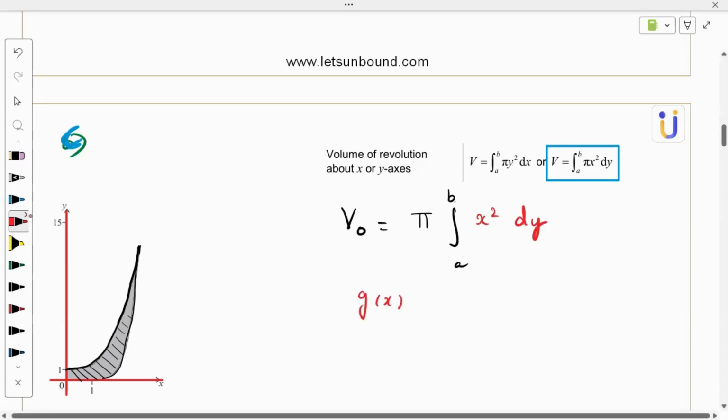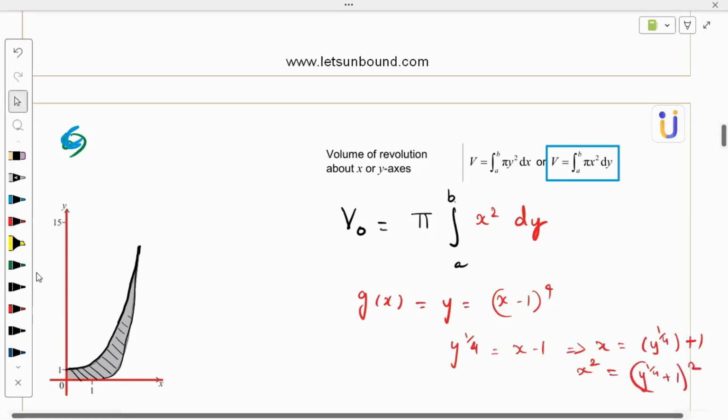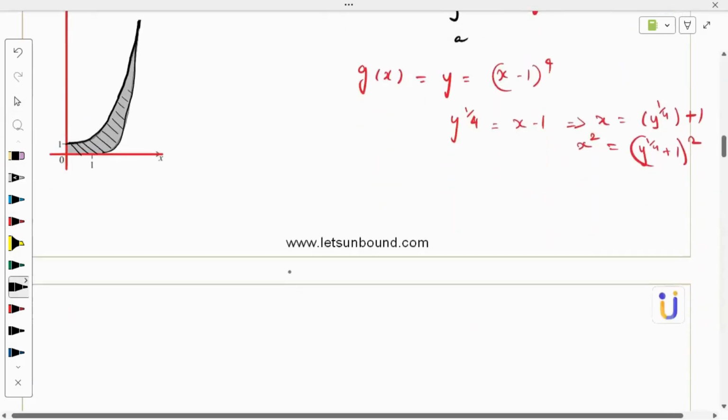G of x is my y now, and it is x minus 1 the whole power 4. It's quite easy. y power 1 by 4 equals x minus 1, and your x is y power 1 by 4 plus 1. I need x square, right? So y power 1 by 4 plus 1 the whole square. So we defined x square here and just substitute it.